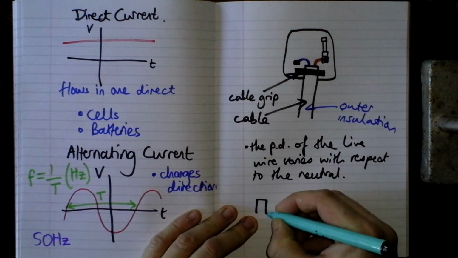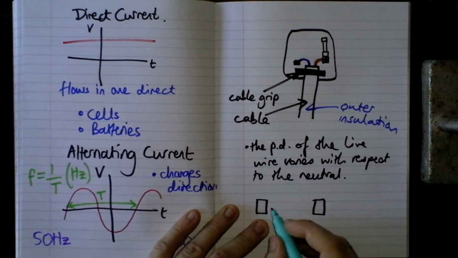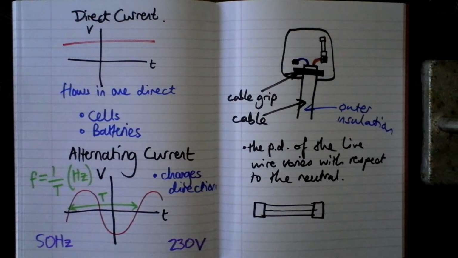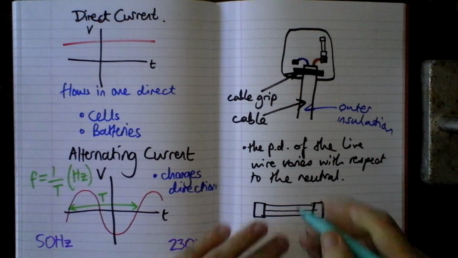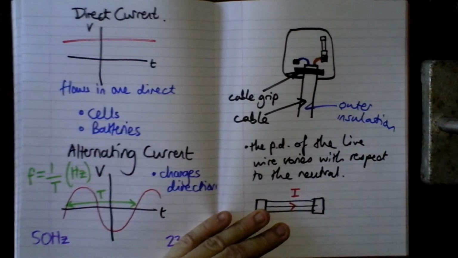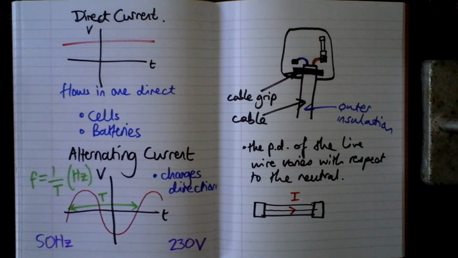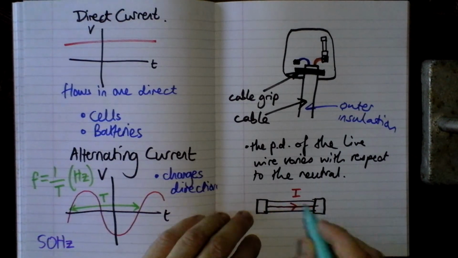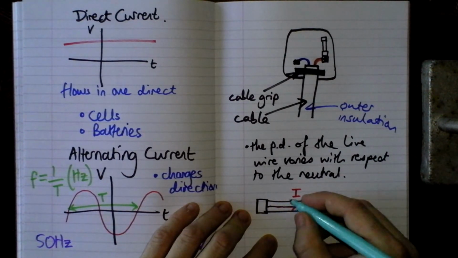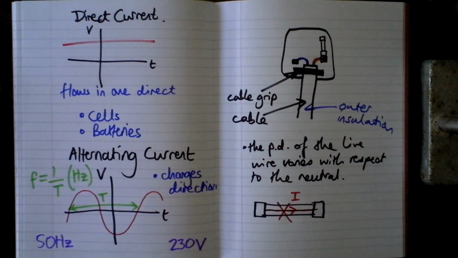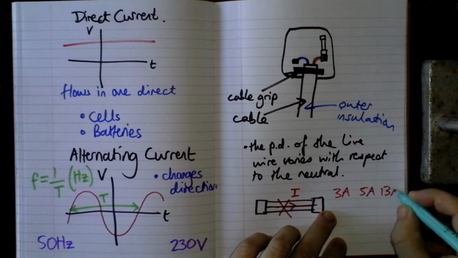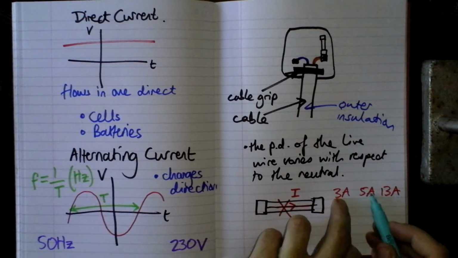All a fuse is, is two metal terminals with a very, very thin wire in the middle, inside a tube. And when the current through a fuse gets too big, you know that as currents go through wires, they'll get hot. And as this fuse wire gets really hot, if this current gets too big, it will break. And we can rate fuses, 3 amps, 5 amps, 13 amps, and that tells us the largest current that they will handle.